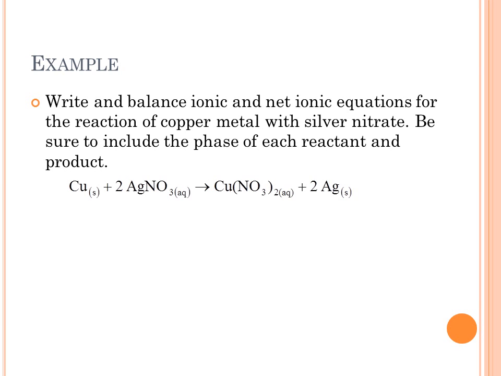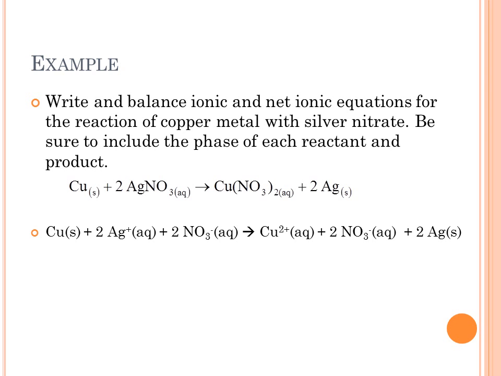So we have copper plus 2 silver nitrates, aqueous, going to cupric nitrate, aqueous, and 2 silvers in the solid phase, so the silver should plate out. Now if we want to ionize that, what are our salts? The silver nitrate and the cupric nitrate. So we split those apart into 2 silver ions and 2 nitrate ions for the silver on the reactant side, and then on the product side we've got a copper ion with a +2 charge and 2 nitrate ions.